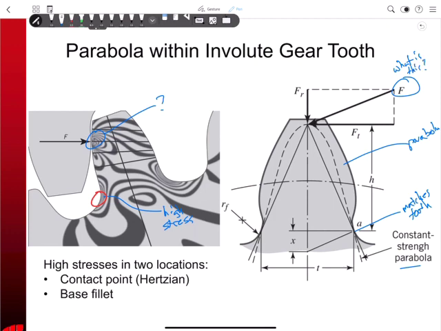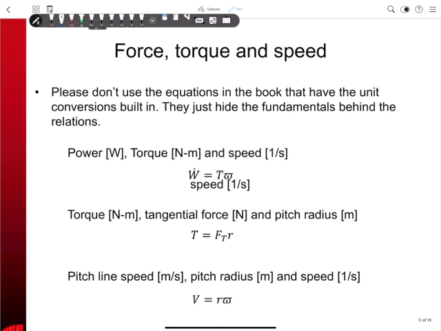Right, or how much is that, or what's the magnitude of that force? This causes bending, but this doesn't. Right, but we need to know what that tangential force is. All right, now your book gives some absolutely bizarre equations.